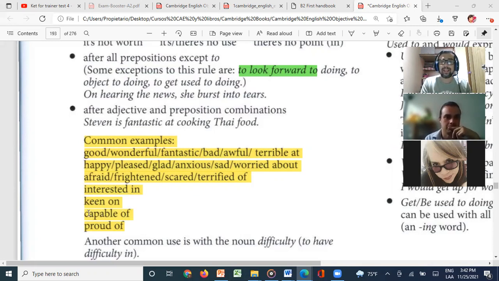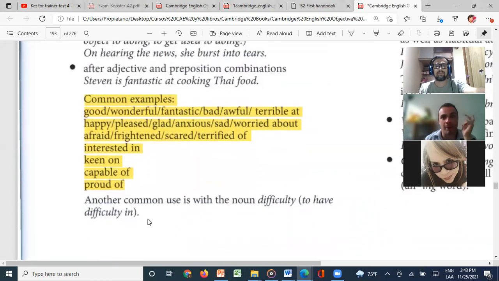Capable of, right? So you can say, yes, she's capable of talking for hours, right? Or I am proud of... I'm proud of talking in public. Okay, yeah, good, good. I am proud of talking in public. Yeah, that's a good way to say it. So this is something very, very important.